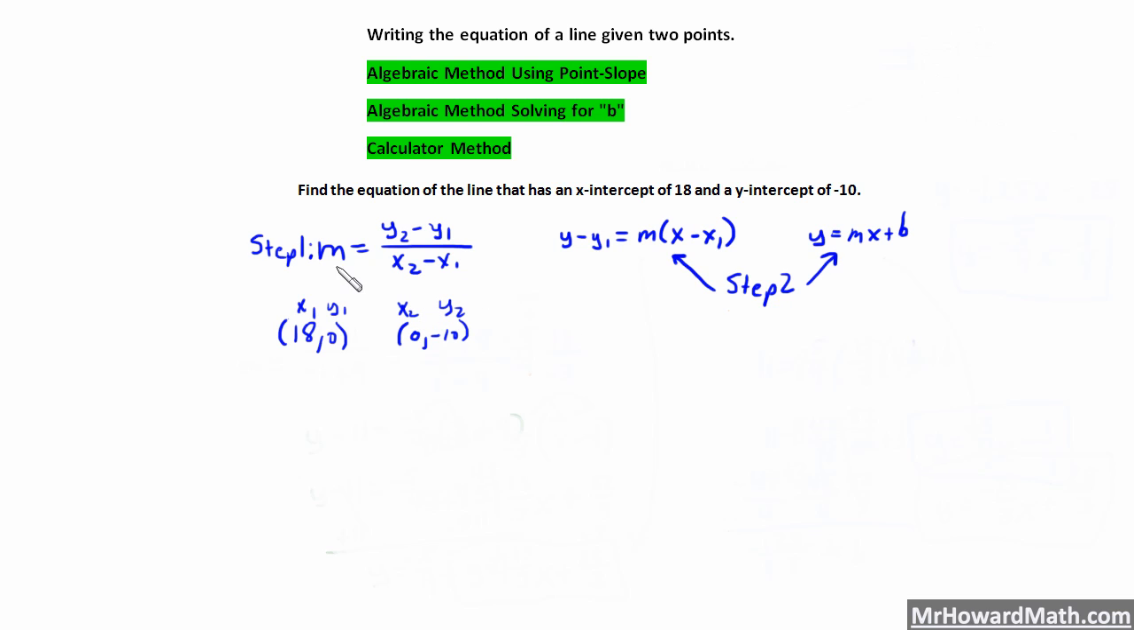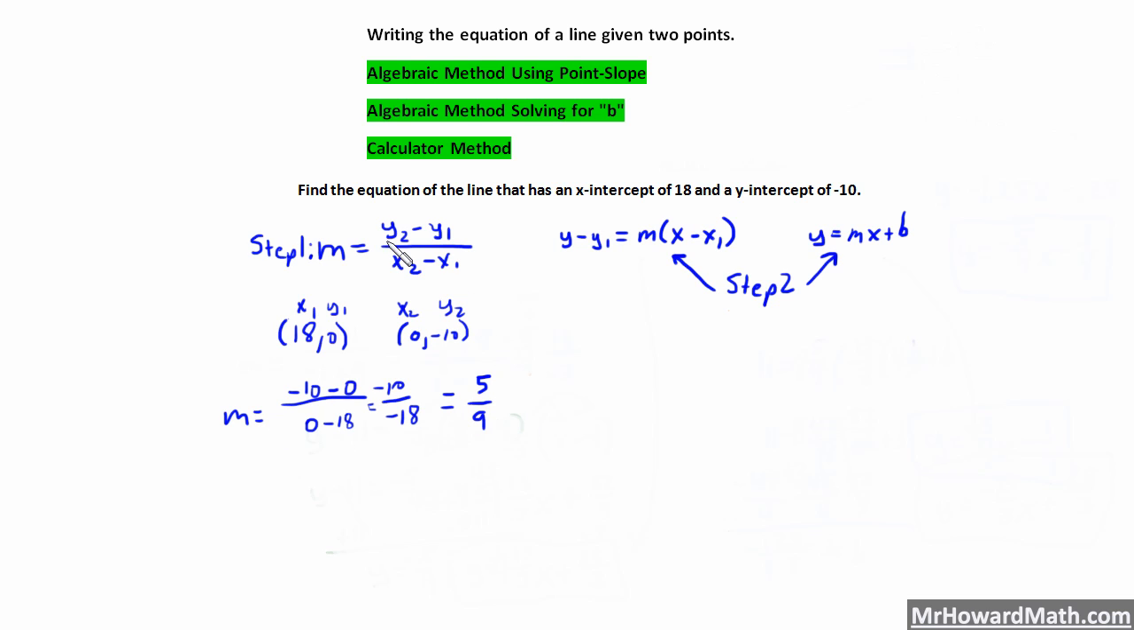Alright, so first thing we're going to do is find the slope. So let's do that. Alright, so we'll plug this into the slope formula. So it's y2, negative 10, minus y1 of 0. So negative 10 minus 0. That makes that easy. That's just negative 10 on top. And then we have x2, 0 minus x1 of 18. So 0 minus 18 is negative 18. So negative 10 divided by negative 18 will reduce. It's going to be positive, so it's 5/9. So our m is now equal to 5/9.